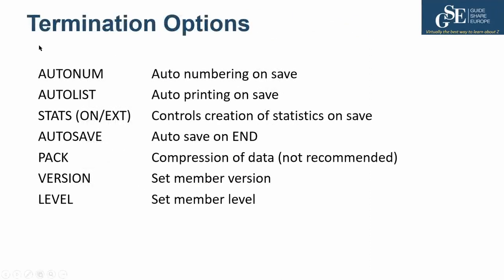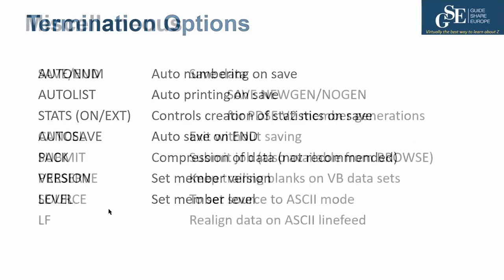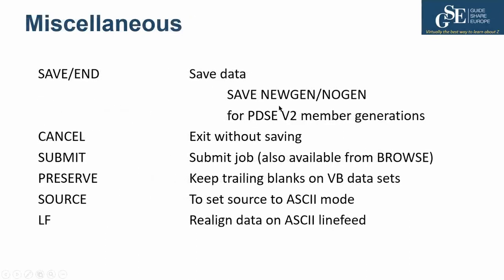There are different termination options that you can use. Pack, you can turn that off as a configuration option now. You can set version and levels of your members. Save now supports new gen and no gen for PDSE version 2 member generations. And these other options are for different types of data, if you're doing ASCII, you can do that.